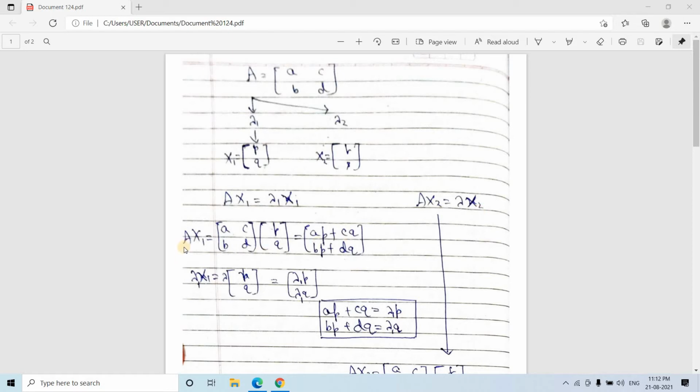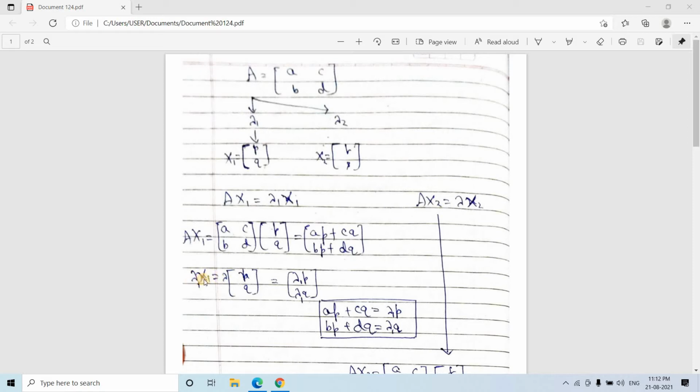Now let's compute the value for this particular case. So A x1: what is A? It is [a c; b d]. What is x1? It is p, q, a column vector. Do the multiplication. 2 cross 2 multiplied by 2 cross 1, so the output will be a 2 cross 1 matrix, with 2 rows and 1 column. The first element is ap plus cq, and the second element will be bp plus dq. This is what we get for A x1.